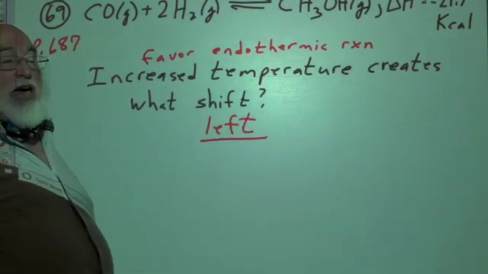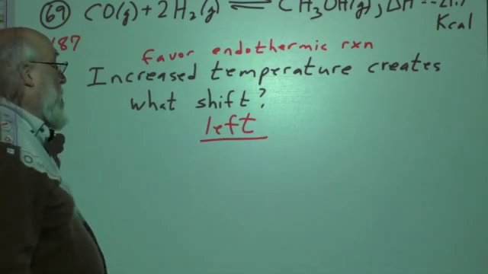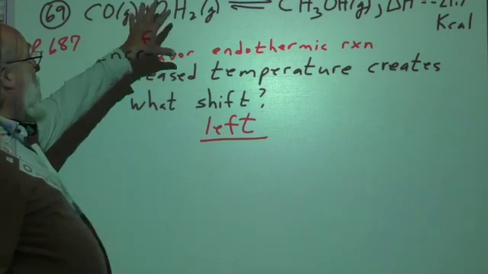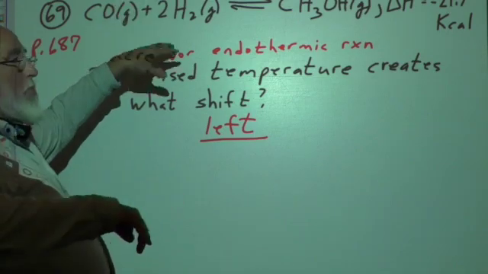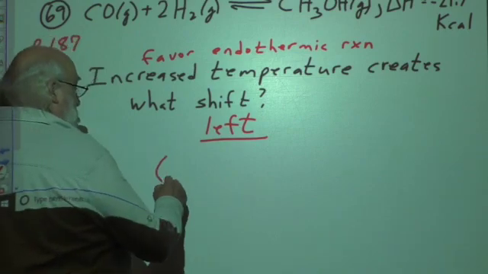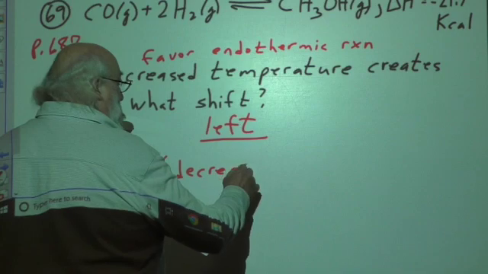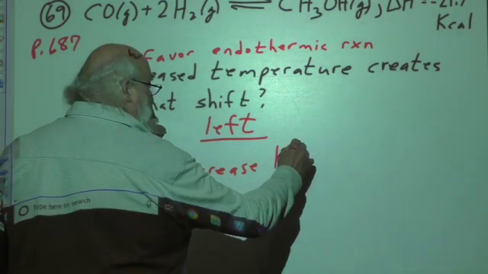Now, what happens to the value K when that happens? If it shifts left, then that means you're going to have more reactants, so a bigger denominator, fewer products, smaller numerator, and that means it's going to decrease the value of Kc.